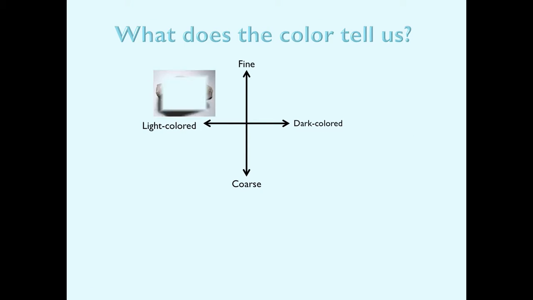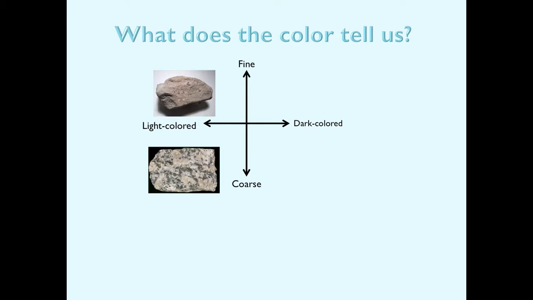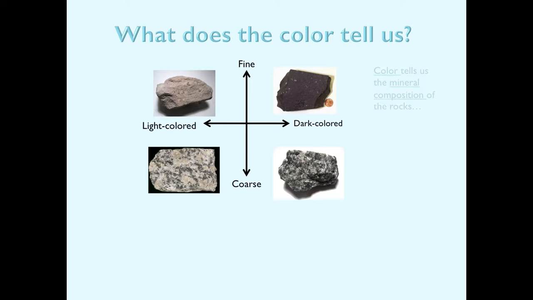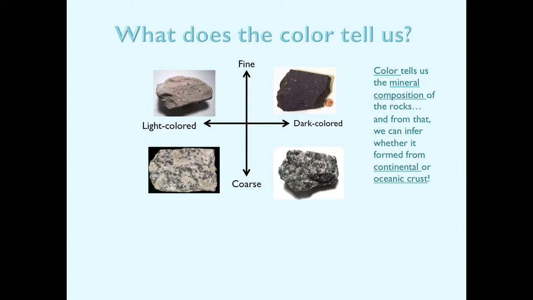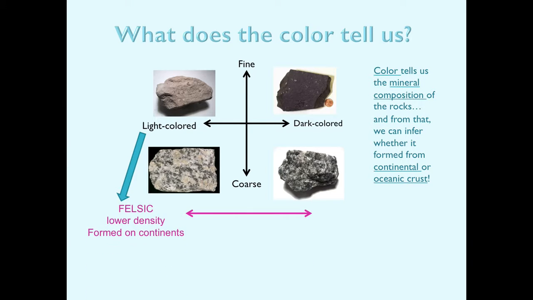So the color: lighter colored minerals like these, lighter colored rocks like these, darker colored rocks like these. The color tells us the mineral composition, and from that we can infer whether it formed on a continent or in the ocean. So lighter colored minerals indicate that they formed on continents. Darker colored minerals, mafic minerals, formed under the oceans.